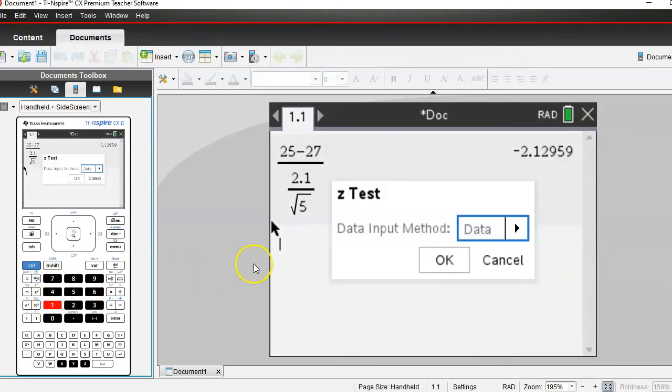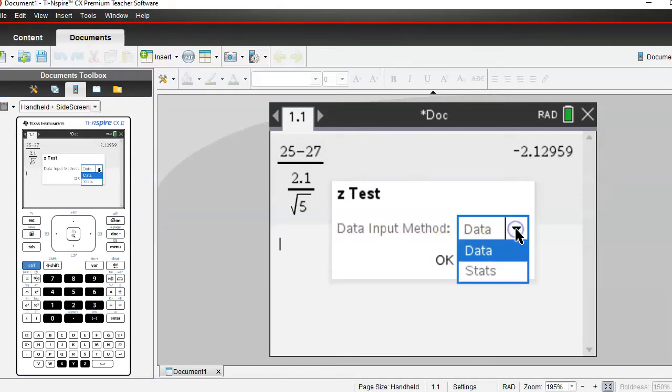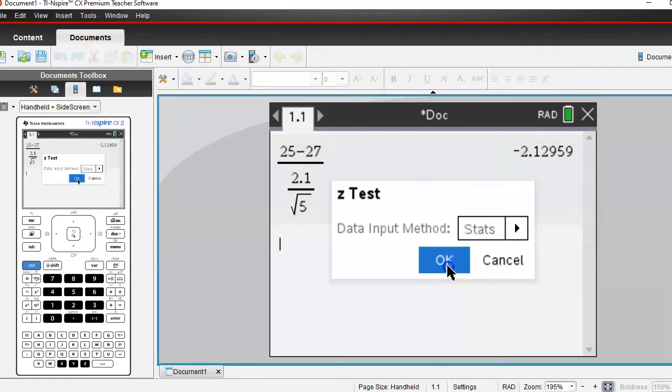What do we have? Do we have data or statistics? Technically, we have both here. If I was running this out of a spreadsheet, I would probably go with data. Since I happen to know my z-score right now, I'm going to go with stats instead. All right, I have some statistics that I can use. Okay, great.